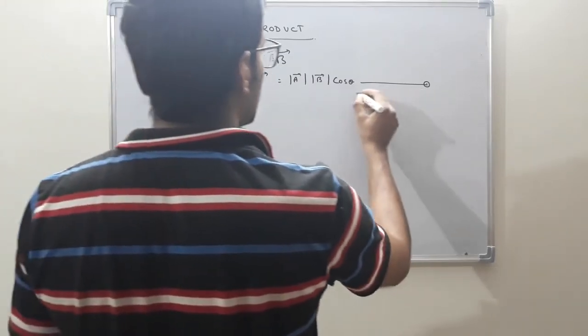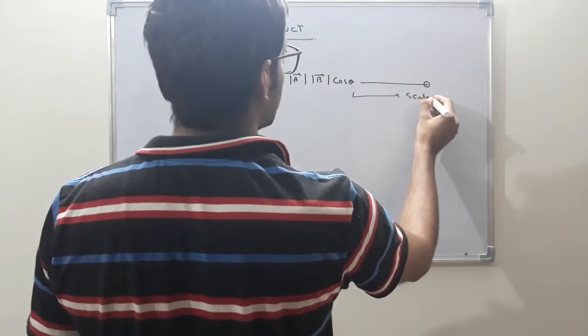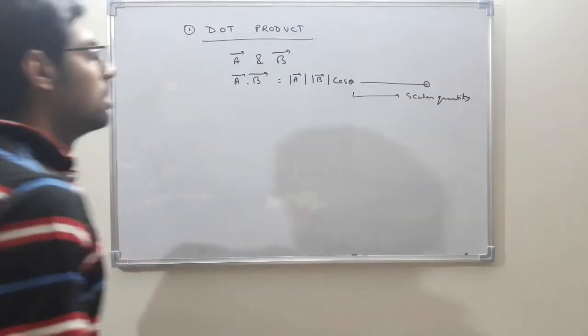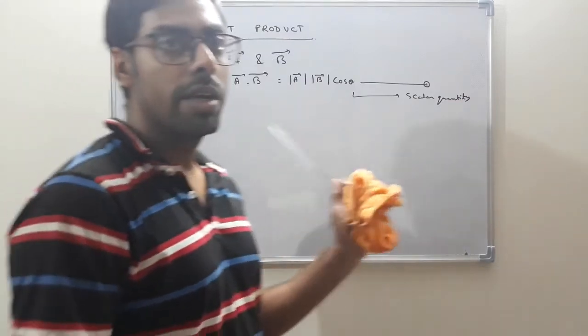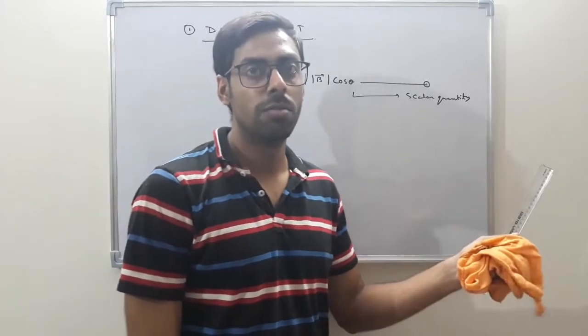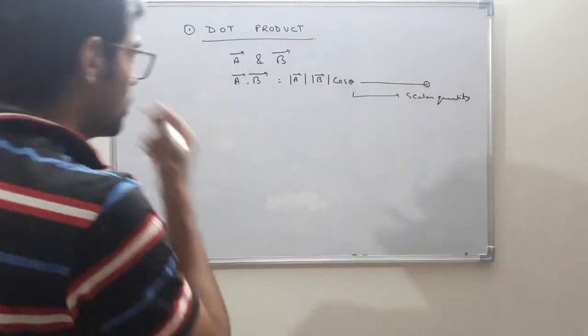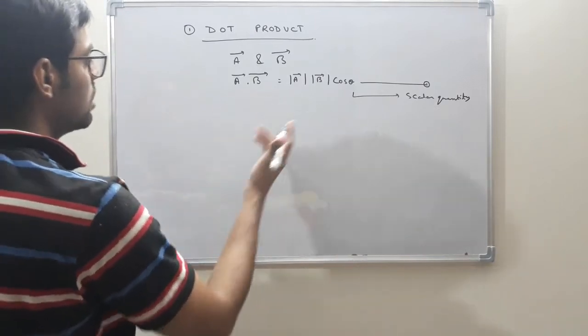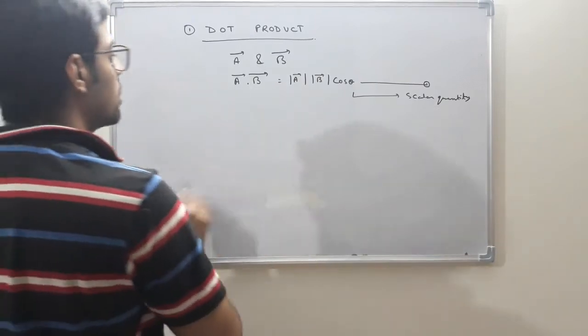So it will result in a scalar quantity. It results in a scalar quantity always. If we multiply two vector quantities by using the dot product technique, then the result will be a scalar quantity. Okay. And what is the geometrical significance? Now let's see the geometrical significance of the dot product.